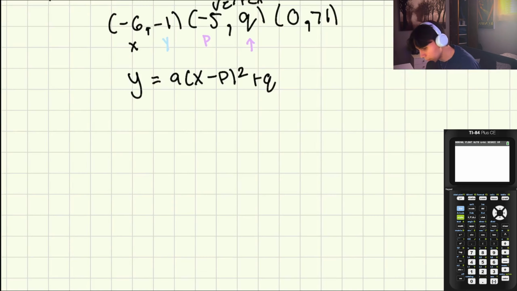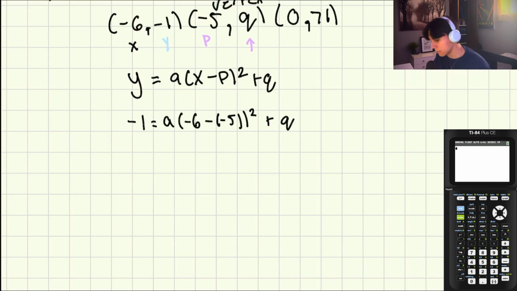So what we can do now is plug it in. So -1, which is y, is equal to our a, which we're looking for right now. Our x value we don't know, or we do actually, sorry. Our x value is -6 minus our p value, which is -5, plus our q value, which is unknown right now. So from here, we can simplify this expression.